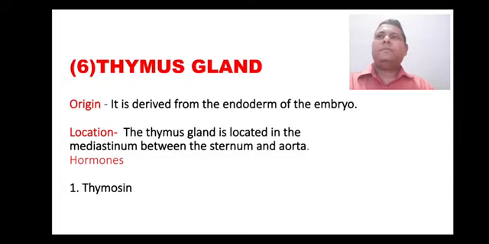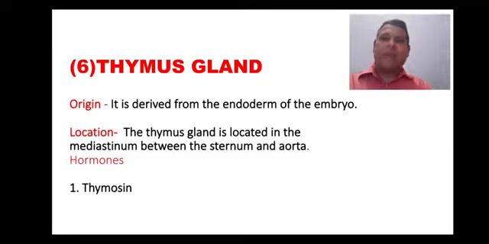At birth, the thymus commonly weighs between 10 and 15 grams. It continues to grow until the age of puberty, when the weight ranges between 13 and 40 grams. Origins: it is derived from the endoderm of the embryo. Location: the thymus gland is located in the mediastinum between the sternum and aorta. It is a soft, bilobed mass of lymphoid tissue.